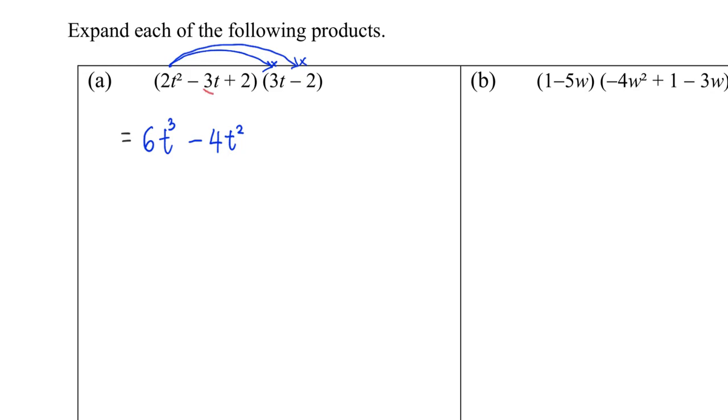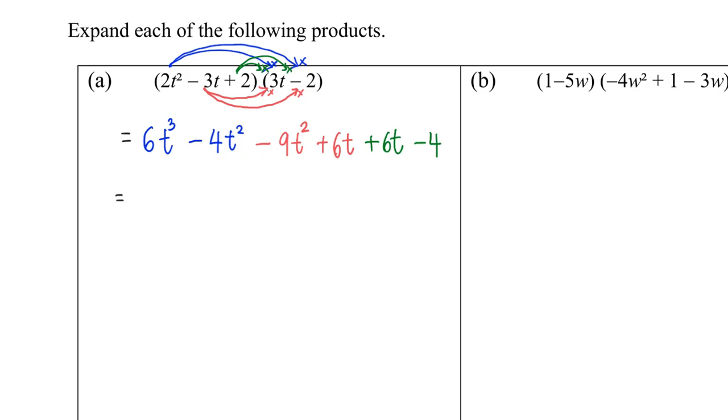Negative 3t multiplied by 3t will give me negative 9t squared. Negative 3t multiplied by negative 2. Negative times negative will give me positive 6t. Last, positive 2 times positive 3t. Positive 6t. Positive 2 times negative 2, negative 4.